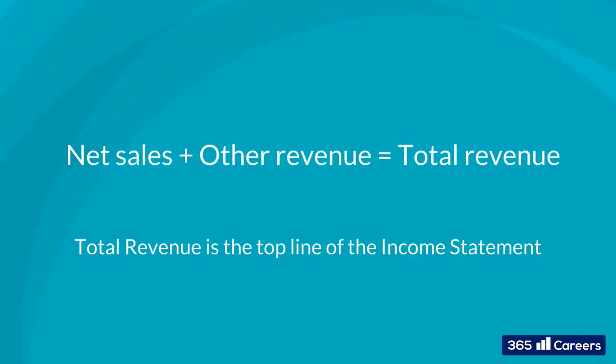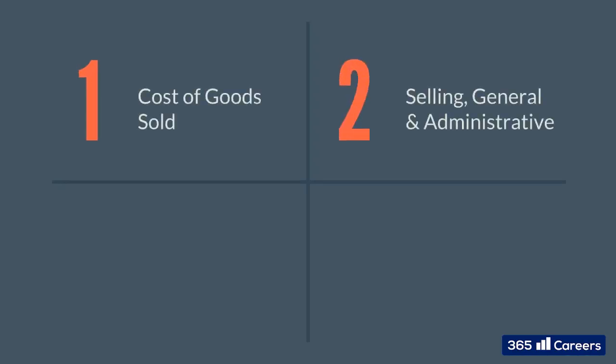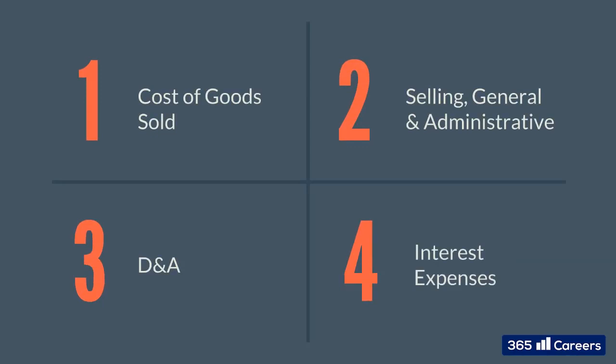Below total revenue will be listed the firm's expenses, outflows of economic resources. In order to fuel its sales and produce the goods that it delivers to clients, the firm needs to sustain certain costs. The most common types of expenses are cost of goods sold, selling, general and administrative costs, depreciation and amortization, and interest expenses.